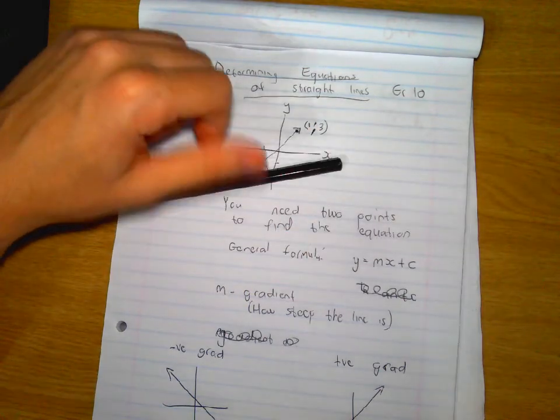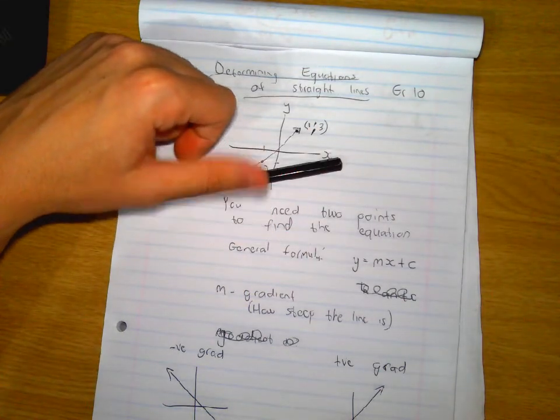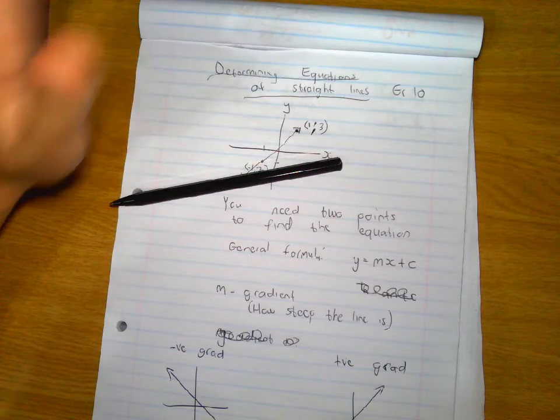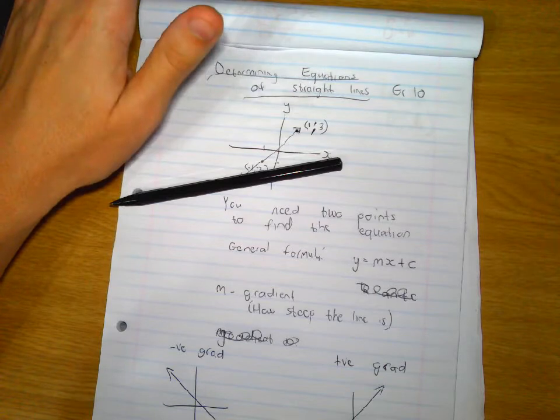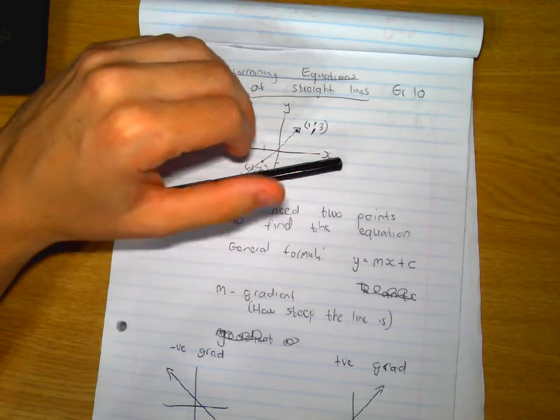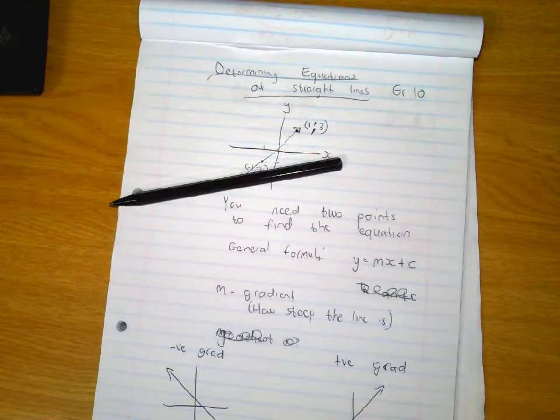Now, that's very familiar to the guys who have done number patterns: Tn equals an plus c. Very similar. It's actually the exact same equation, just written in a different way. Now, m stands for your gradient, so that's just how steep the line is.